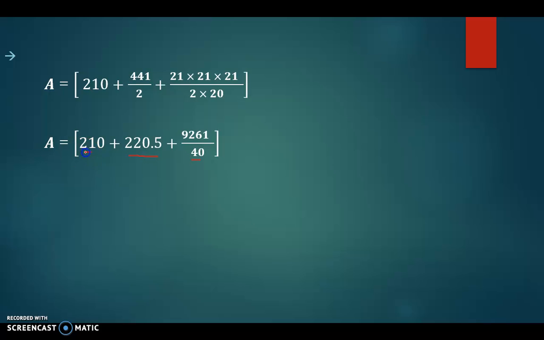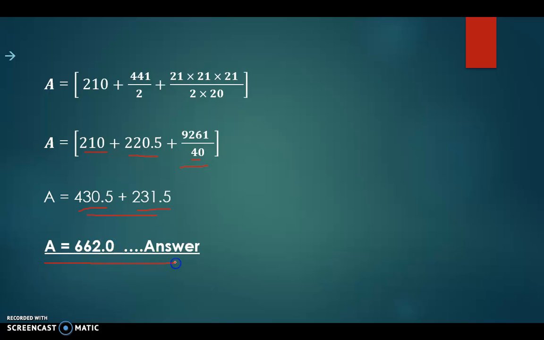So now 210 plus 220.5 is equal to 430.5 rupees, and here 9261 rupees divided by 4 is equal to 2315 divided by 10 is equal to 231.5 rupees. So the sum of all, 430.5 plus 231.5, is equal to 662 rupees. Okay, that is the amount of interest. So if we find the amount, it is equal to 662 rupees, we give the answer.